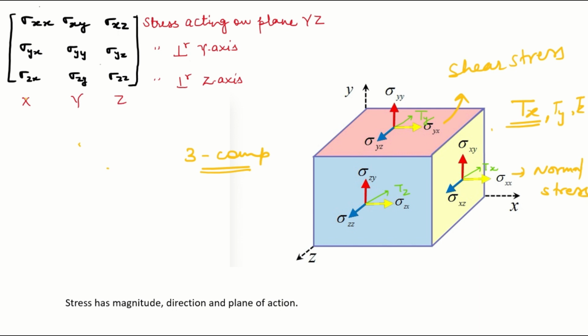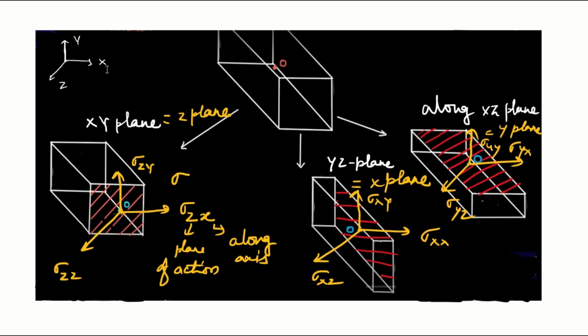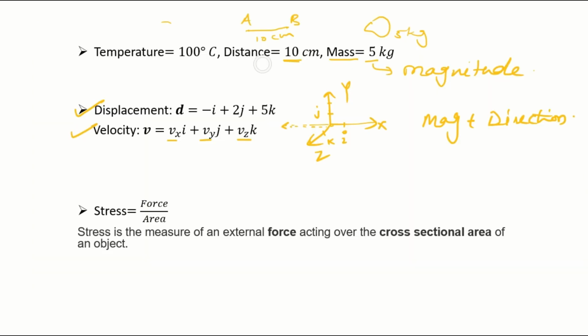These components, the direction is along the y axis, and all three components have the direction along the z axis, right? So now if you look back, in the first part we have considered temperature, distance, mass. To represent these three quantities, we need only magnitude. Then we consider displacement and velocity. To represent these quantities, we need two things, magnitude and direction.